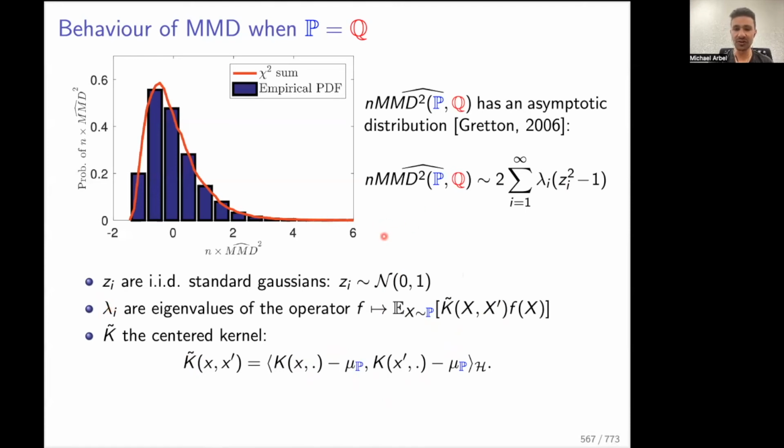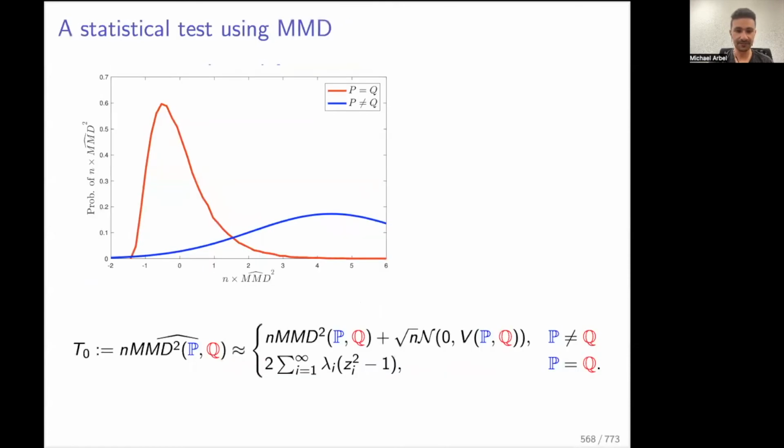So this is the distribution that results in the case when P is equal to Q. It's a highly non-trivial distribution, and it's actually not easy to estimate because you need to find the eigenvalues of this operator. But to summarize, when computing this estimator of the MMD, we will have two different behaviors for its fluctuations: either a sum of chi-squares in the case where P is actually equal to Q, or a Gaussian when P is different from Q. And here the statistic of interest would not be the MMD itself, but it will be scaled by the number of samples.